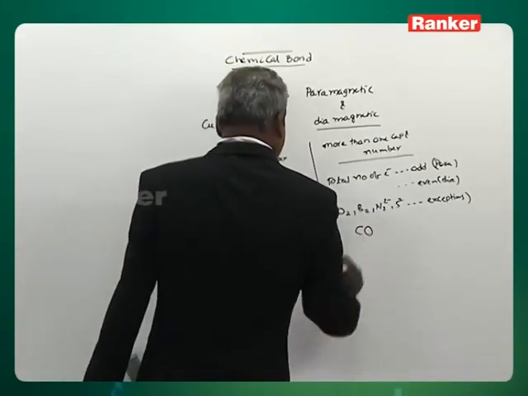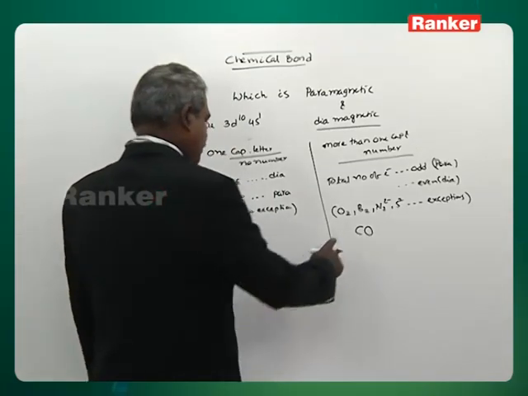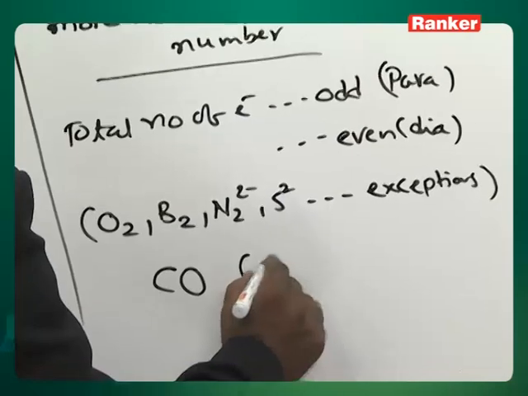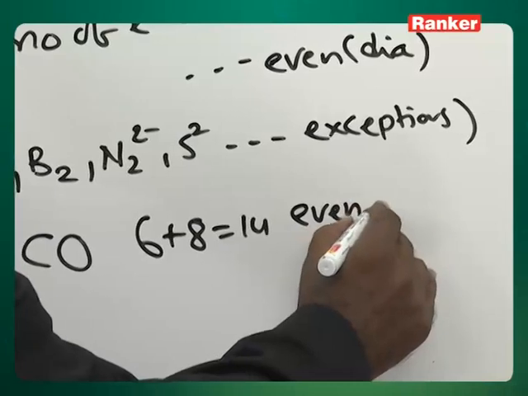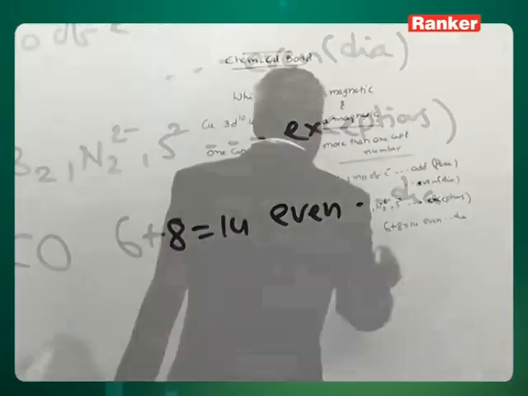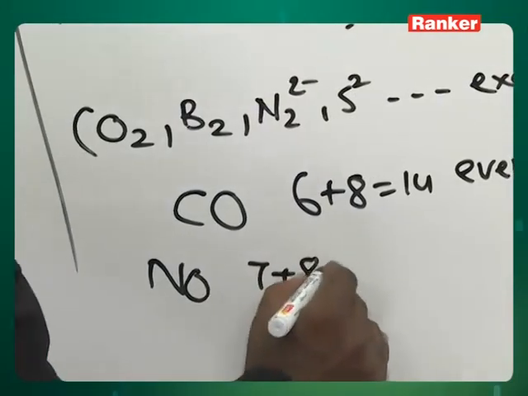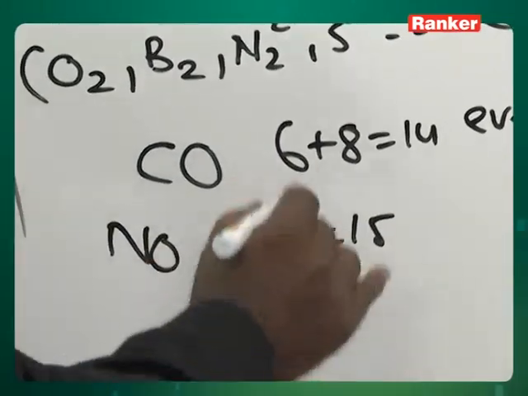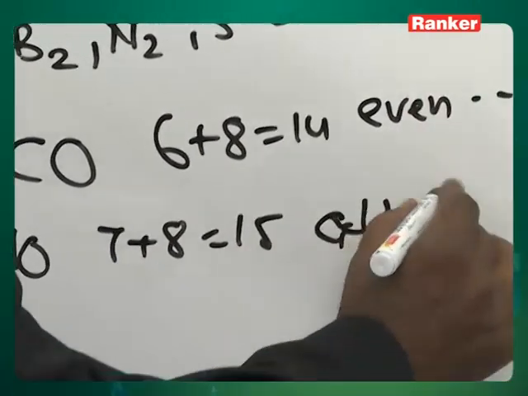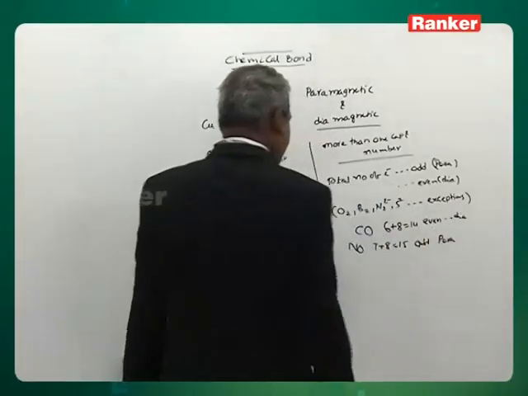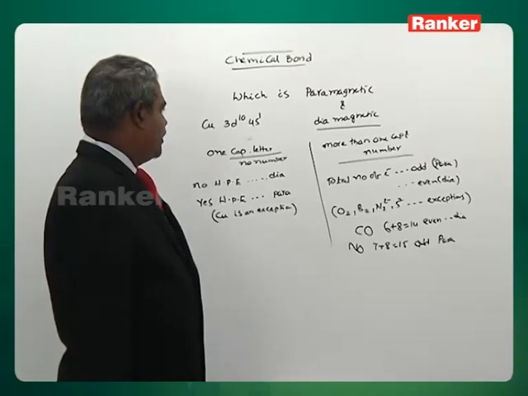CO, carbon monoxide. Is it paramagnetic or diamagnetic? You just count the total number of electrons. Carbon atomic number 6 plus oxygen, 6 plus 8, 14. Even, therefore dia. NO, 7 plus 8, 15. It is odd number, therefore it is paramagnetic. Like that, CO, NO, you can find it anybody, O2 plus.